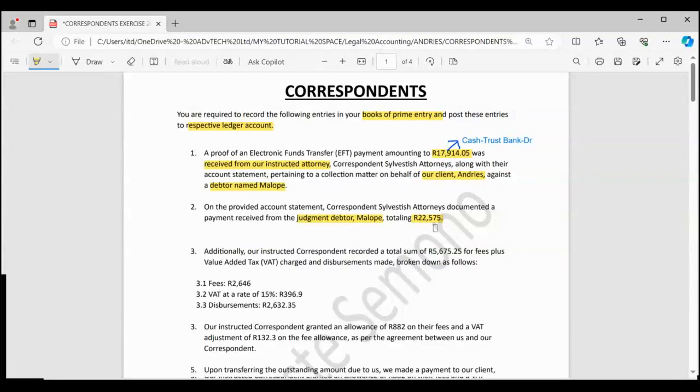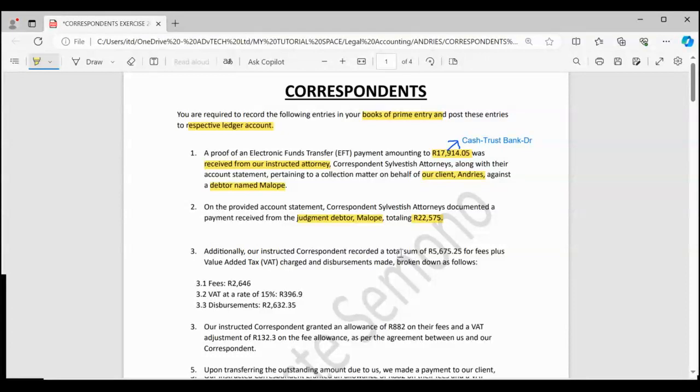By the time we deal with the ledger accounts, we need to make sure that we give this to the trust of our client. At the same time, the amount was collected and it will be transferred to the client's account. We'll do those entries thereafter. For now, we just know the amount collected, not the amount paid as cash to us. The correspondent collected 22,575.